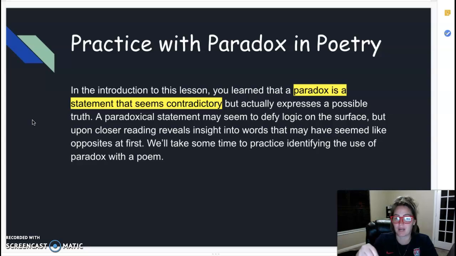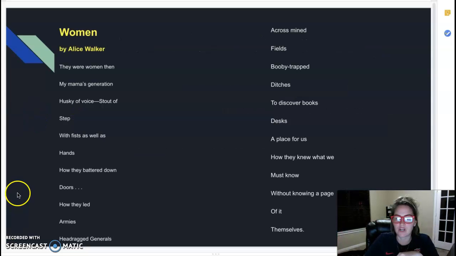We'll take some time to practice identifying the use of paradox with a poem. Just make sure that you have this written down. Again, if not, just hit pause and make sure you have this down. We are going to use the poem called Women by Alice Walker. It's rather short. I had to split it up into 2 columns just because it was really long and I didn't want to blend the words together. I wanted them to stay on separate lines as they were intended.